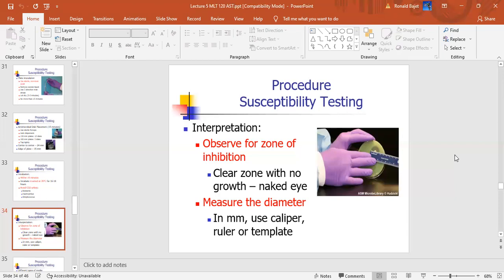So observe for the zone of inhibition. You should know what that is by now. Measure the diameter, going across the middle of the disc. And like I said, I like to extend the ruler out a little and start at 1. I don't like to start at 0.